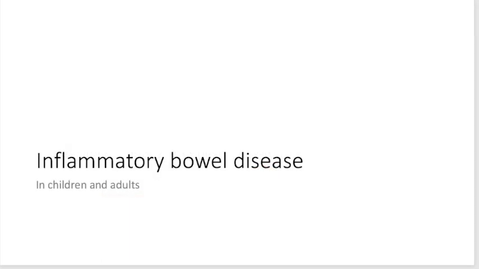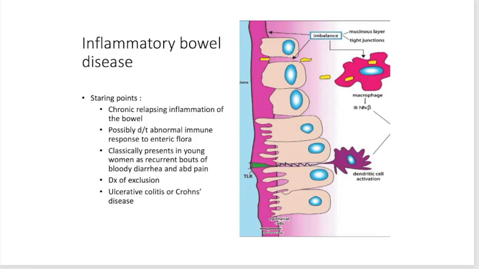All right, we're going to spend a little bit of time with inflammatory bowel disease, as this does present in both children and adults, and this is a very unfortunate situation and a lifelong issue. So we have two types of inflammatory bowel disease. We have ulcerative colitis or Crohn's disease. They are both inflammatory bowel diseases.